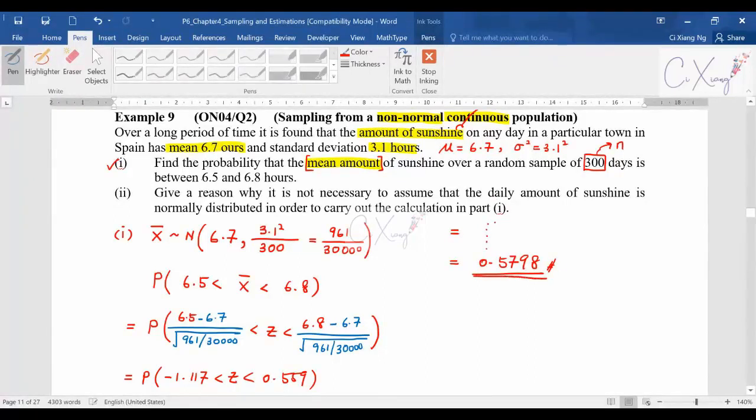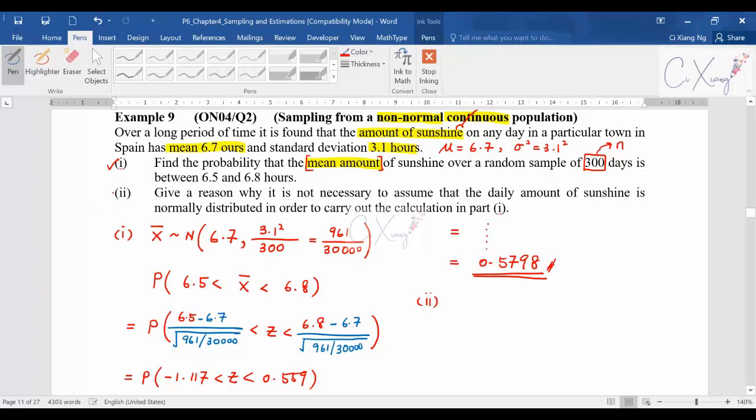Okay, so I will skip the steps here to let you try to find the answer from the normal table. You can see the process is exactly the same as what we learned before. Just that for now, you need to check your population, is it normal or not, so that later you might need this information to answer the question.